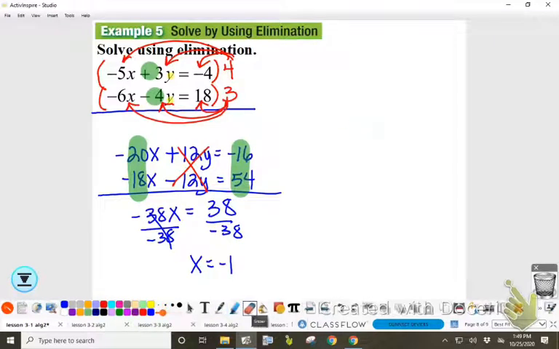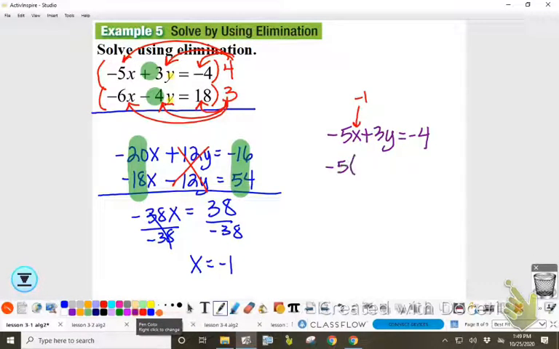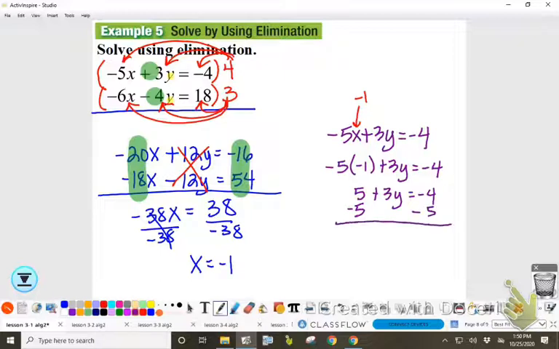So I'm just going to rewrite the problem over here on the side. Negative 5x plus 3y is equal to negative 4. But now I know x is equal to negative 1, so I'm going to substitute that in. Negative 5 times negative 1 plus 3y is equal to negative 4. Simplify and solve for y. That gives me 5 plus 3y equals negative 4. We're going to subtract 5 over. I get 3y equals negative 9, divide by 3. I get y equals negative 3.